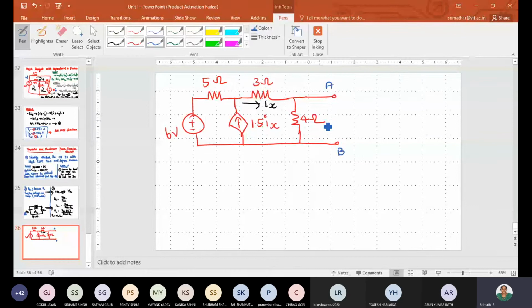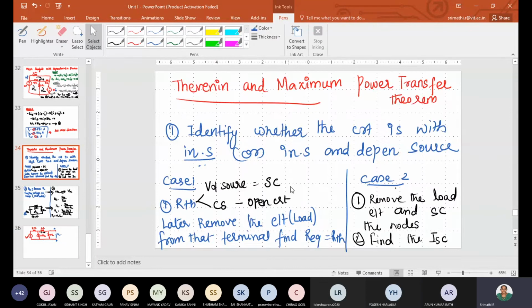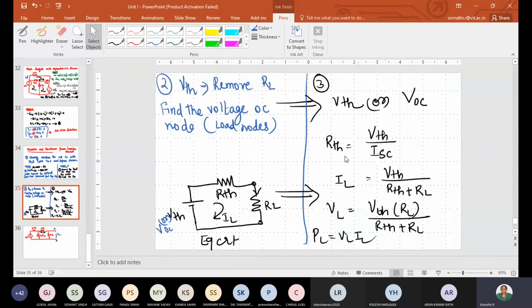What is the meaning? Then what is there in A and B? Load element, load resistance. Okay. So now what is the circuit? This is a circuit with both independent and dependent sources. If we have independent and dependent sources, what is the procedure for finding out the Thevenin? We need to find both V Thevenin and short circuit current. Am I right? Yes, ma'am.